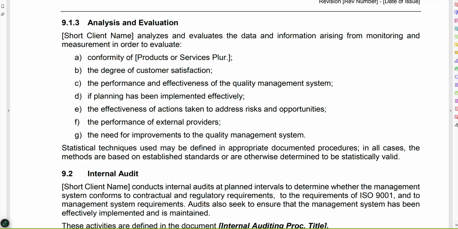They also look into the effectiveness of actions taken to address risks and opportunities. They also look into the performance of external providers. And they look into their need for improvements to the quality management system.